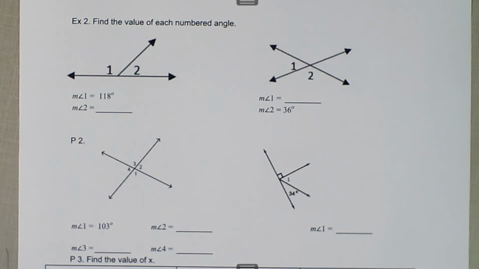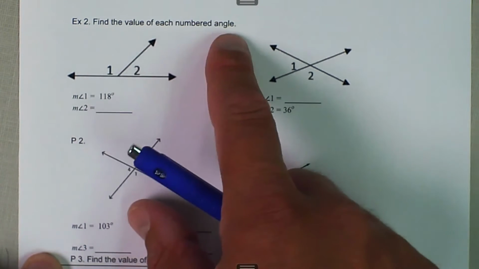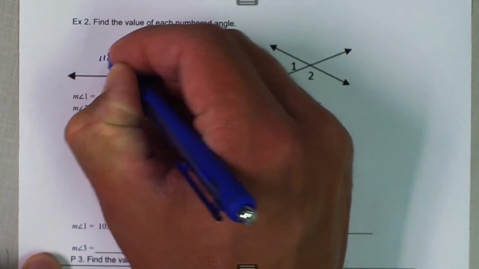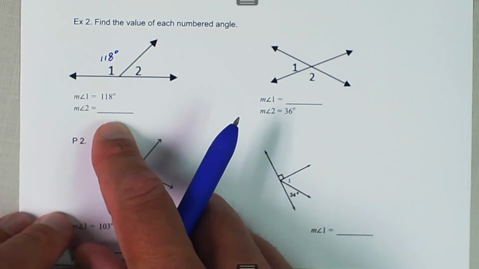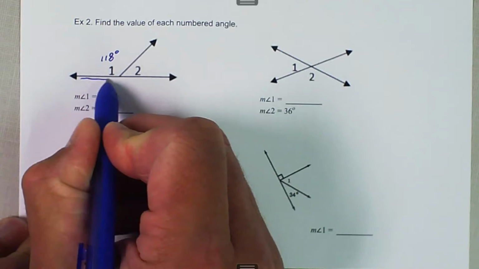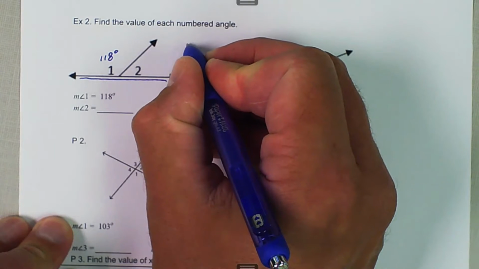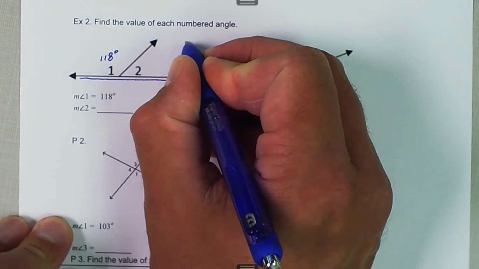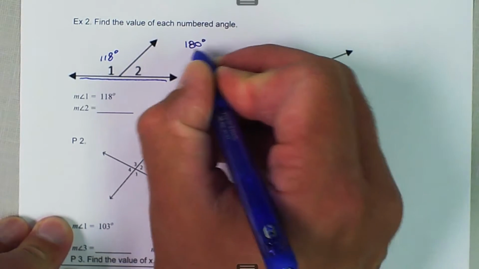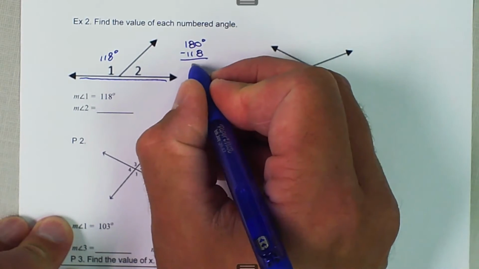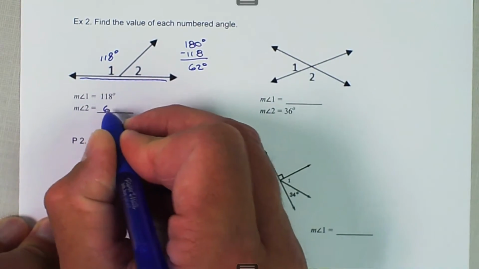We're talking about angle relationships, and we want to do some examples with these angle relationships. Here it says find the value of each numbered angle. In this case, angle 1 is 118 degrees, and it asks, what's the measure of angle 2? We know that this is a linear pair, and a linear pair adds to 180 degrees. So we can say 180 degrees minus 118, and that is going to give us a value of 62 degrees.